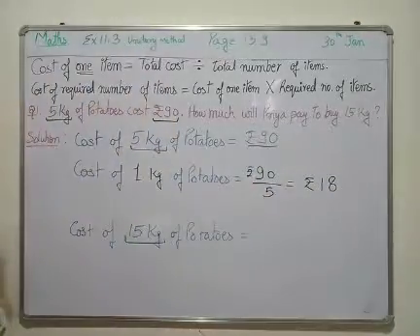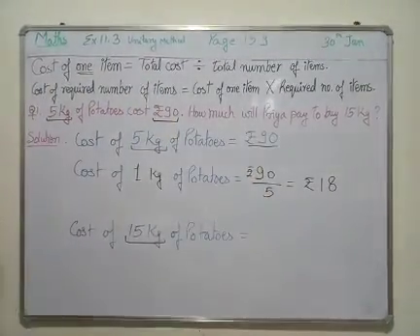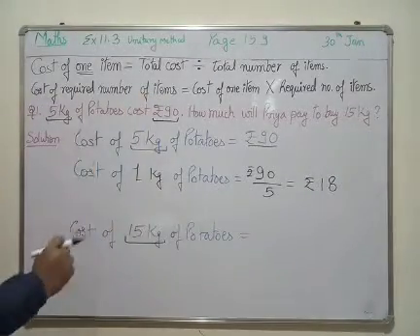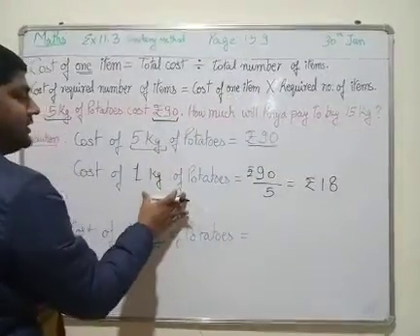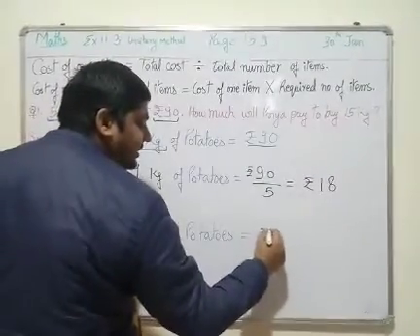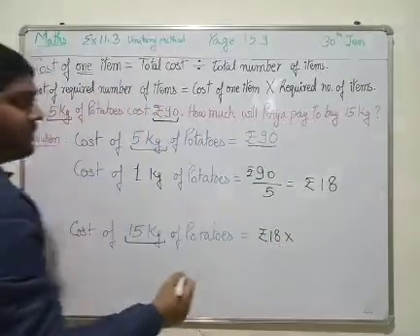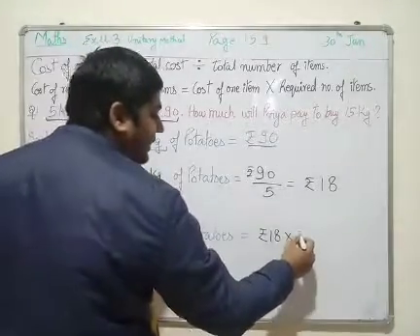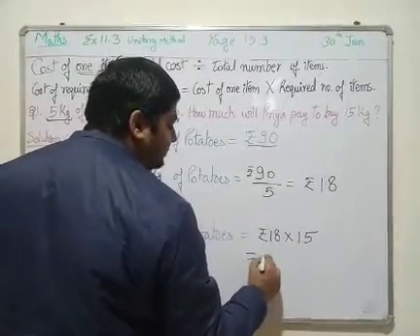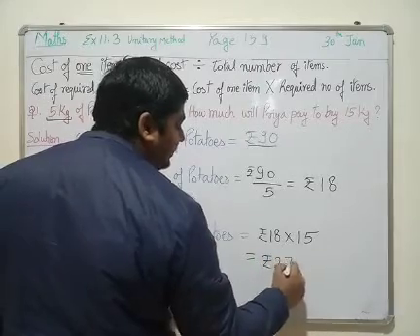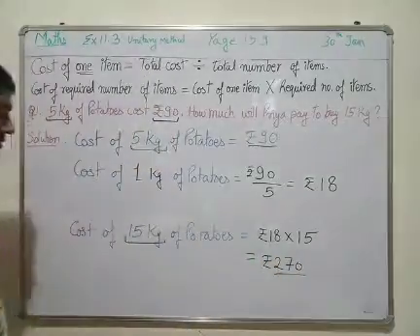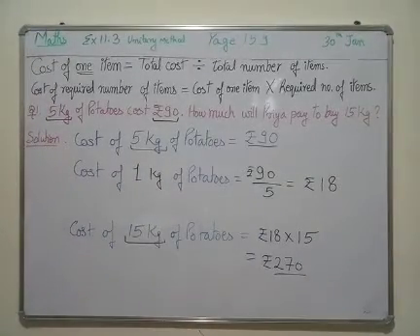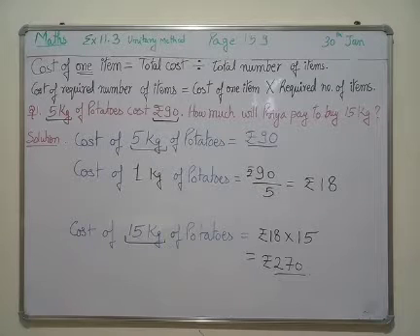18 fives are 90. Now we have to find the cost of 15 kg. It means the cost of the required number of items, which is the cost of one item times the required number. The cost of 1 kg is rupees 18. Now we have to multiply it by the required number of items, which is 15. We multiply 18 by 15 and we get the answer rupees 270. So the cost of 15 kg of potatoes is 270. This is how we are going to do question number 1.